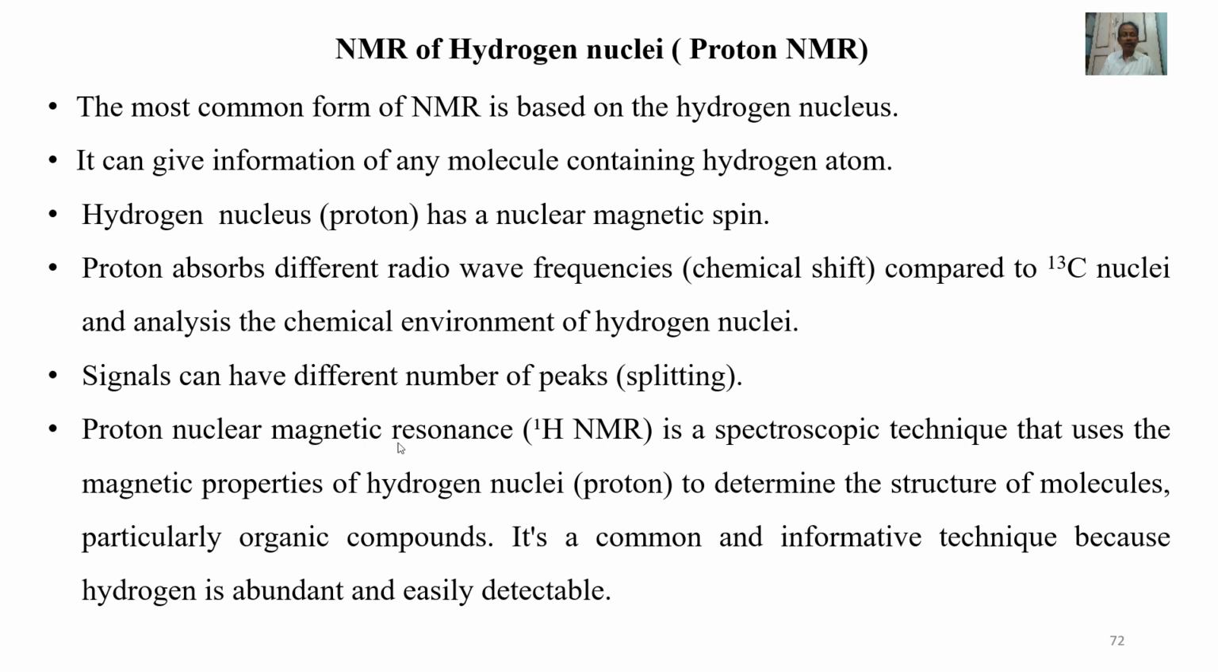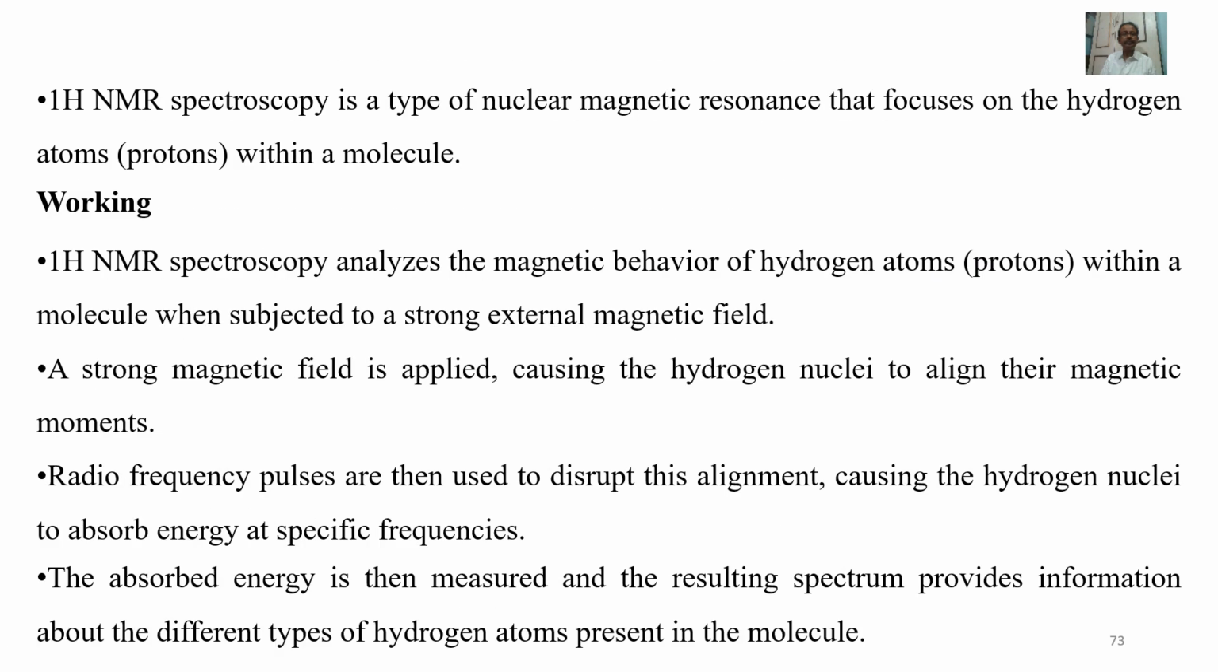Proton nuclear magnetic resonance, proton NMR, is a spectroscopic technique that uses the magnetic properties of hydrogen nuclei, that is protons, to determine the structure of molecules, particularly organic compounds. It is a common and informative technique because hydrogen is abundant and easily detectable. Proton NMR spectroscopy is a type of nuclear magnetic resonance that focuses on the hydrogen atoms within a molecule.